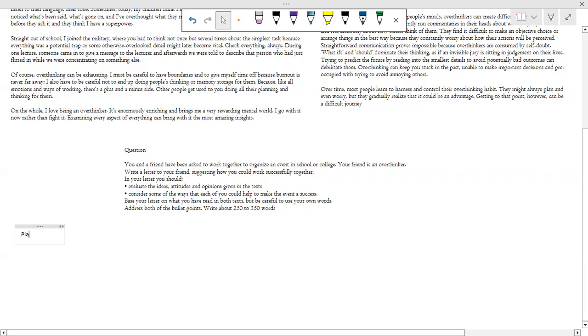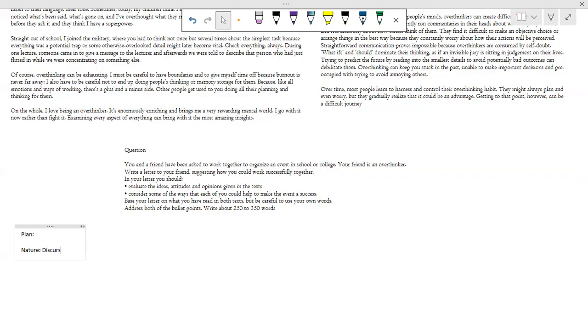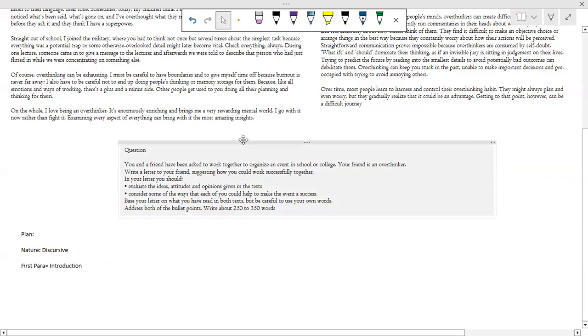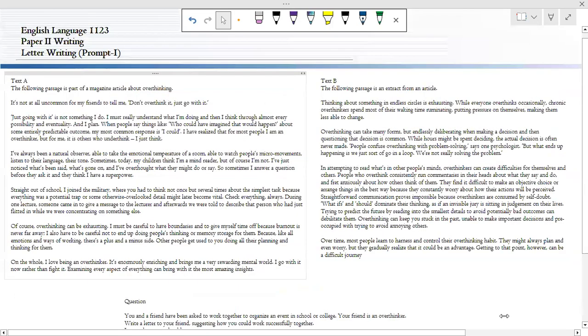So let's do the plan side by side. In the nature of the question, we are going to mention that the nature is going to be discursive. Then the first paragraph, definitely the introduction, as it is a letter. Along with the introduction in the first paragraph, we can also communicate the particular greetings. Let's proceed further and see what specific points have been discussed by the author in the text.